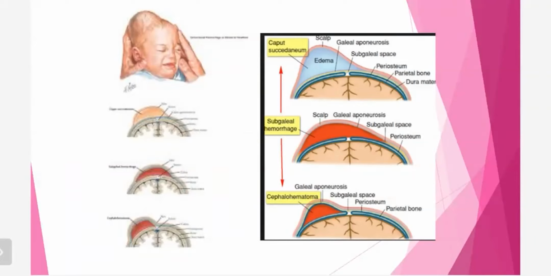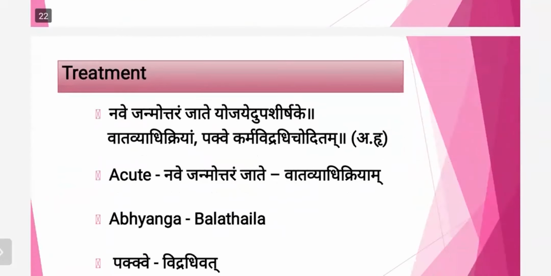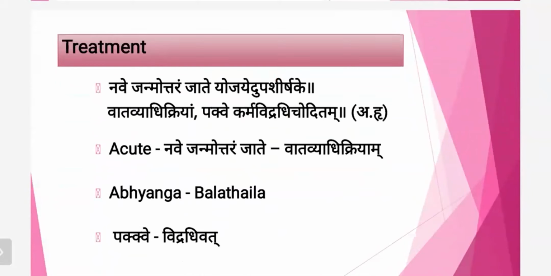So the caput succedaneum or the upashirshaka is nothing but either a caput succedaneum or a subgaleal hemorrhage. Both happen due to the increased pressure during the time of labor. And for the treatment, it is mentioned that Nave Janmottare Jade Yojid Upashirshake Vadavyadhi Kriya. Vadavyadhi Kriya means if it gets inflamed, then it should be drained. Otherwise, as it is a natural cause, it will subside on its own. So Vadavyadhi Kriya is the management.